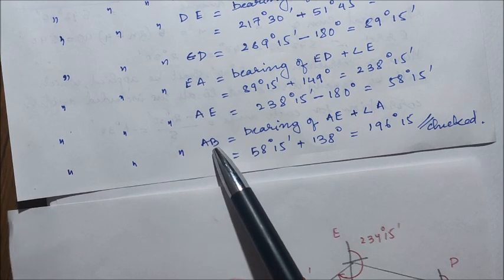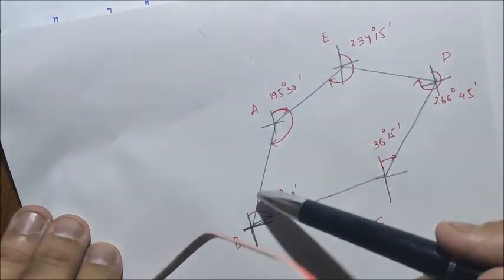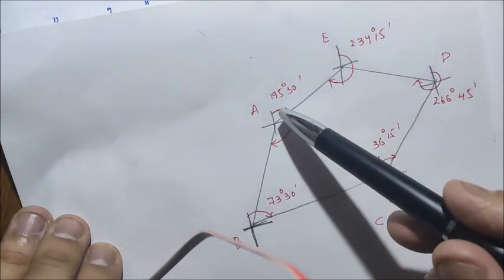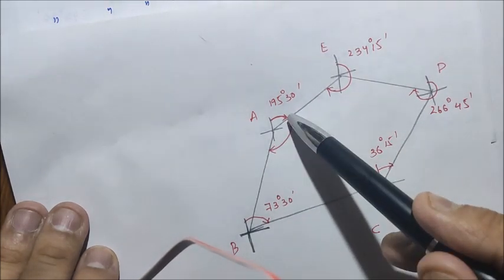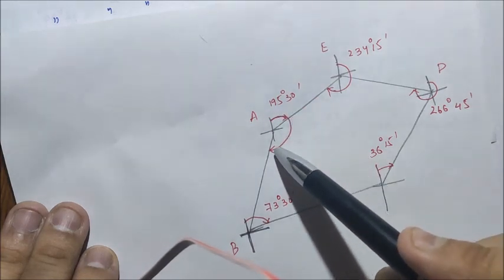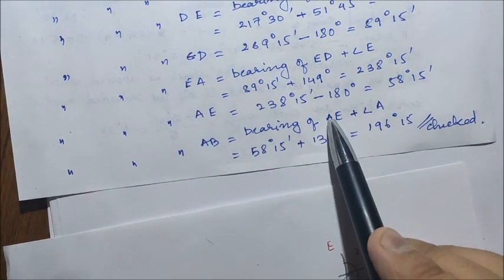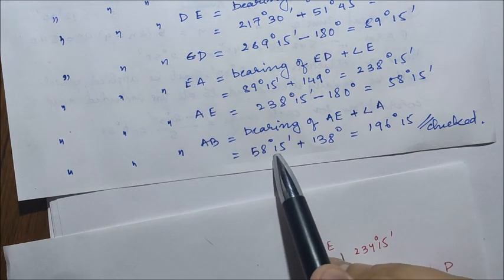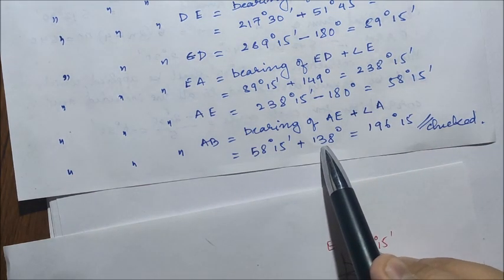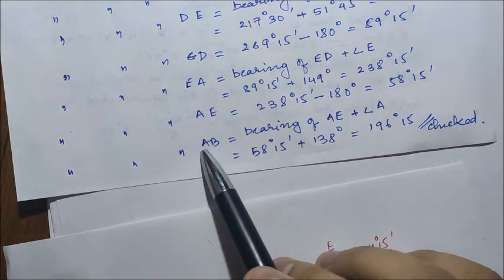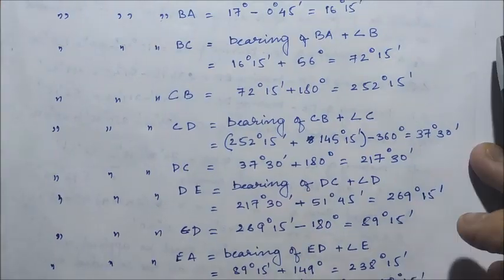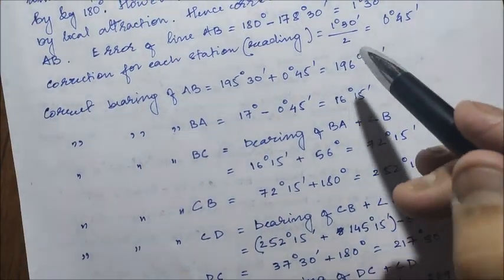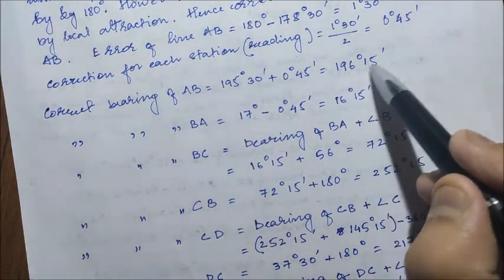Now AB. How do you find AB? You have already found the value of AE, so just add the included angle A, and you will get the bearing of AB. Bearing of AE, 58 degrees 15 minutes, plus the value of angle A, 138 degrees. You will get 196 degrees, which is AB, and this is again the same value as the correct bearing of AB.